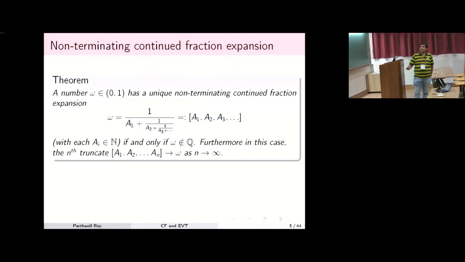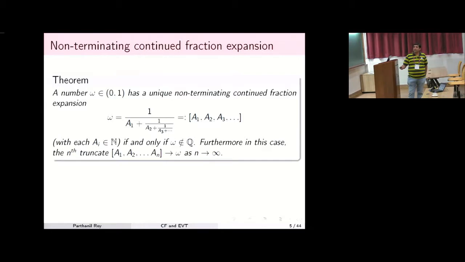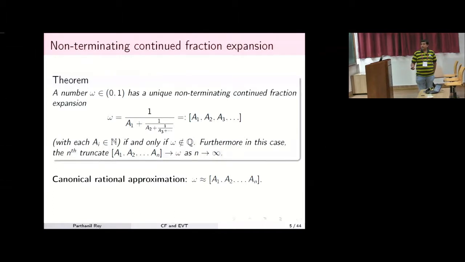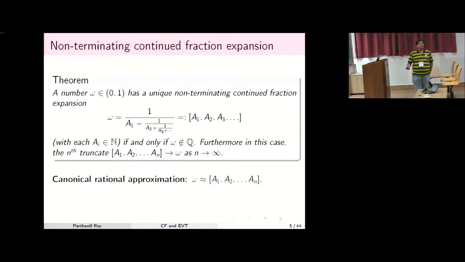Furthermore, in this case, you can show that the nth truncate of this, if you stop it, say, here, and then don't do anything, that will converge to omega as n goes to infinity. You can do some hard estimates and show that this is the case. So this actually gives you a canonical rational approximation of omega.